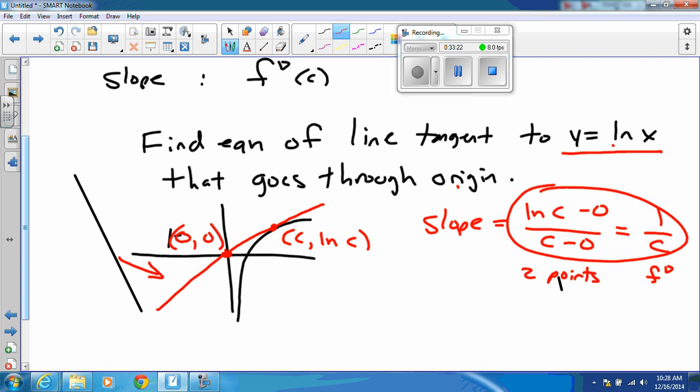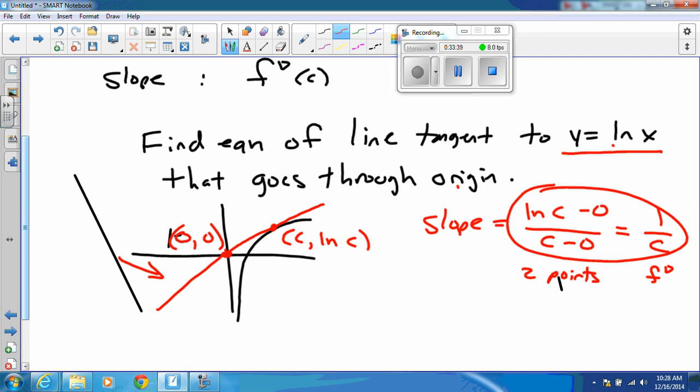For example, can you simplify ln c minus 0? Okay, you're not giving yourself a chance. Calm down. Everybody around you is your friend.